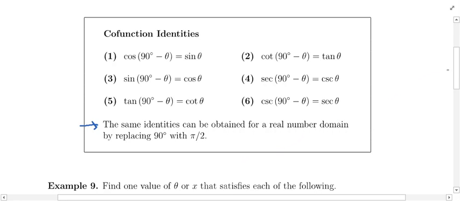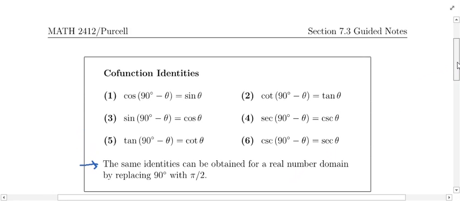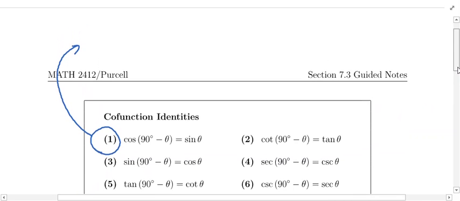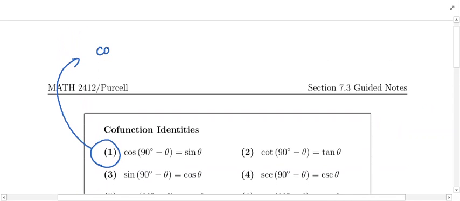Okay, where do these equations come from? Well, they basically come from the difference identities, because if you notice in each one of these, we are subtracting. Okay, so I'll illustrate with the first equation. Where do we get this from?